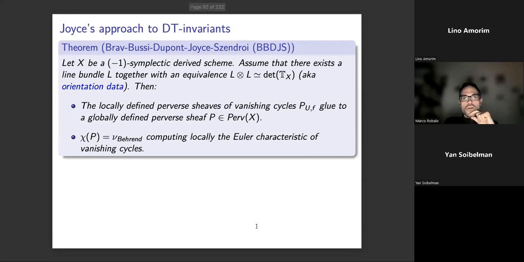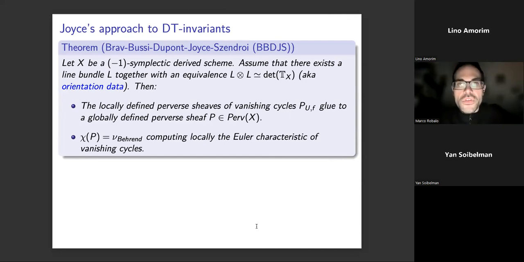So did they consider only derived schemes? No, they have two different papers. One paper where they consider schemes, and one where they consider Artin stacks.